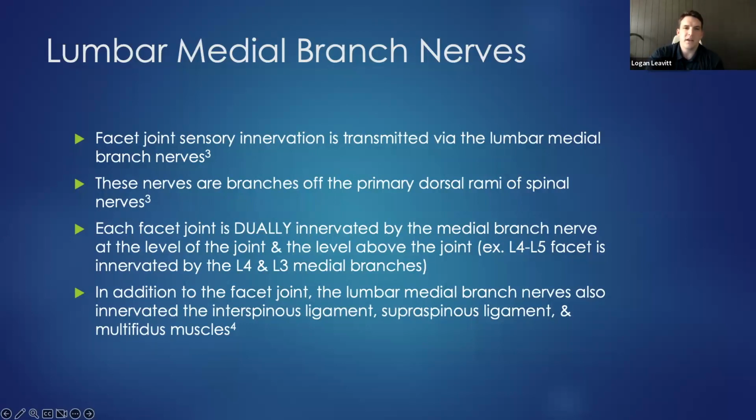In addition to innervating the facet joints, these lumbar medial branch nerves also innervate the interspinous ligament, between the spinous processes, as well as the supraspinous ligaments, which are a little more posterior, on top of the spinous processes, and also the multifidus muscles. That's one of those paraspinal muscles that's a big primary stabilizer of the lumbar spine. So it's a really important muscle, and it's also innervated by these nerves.